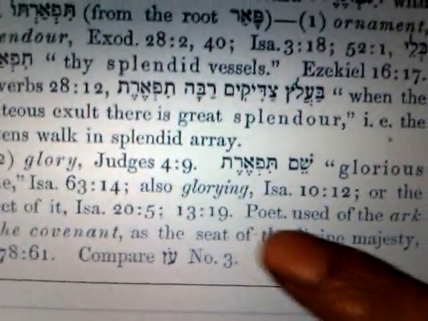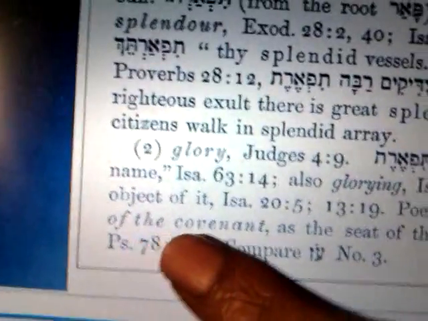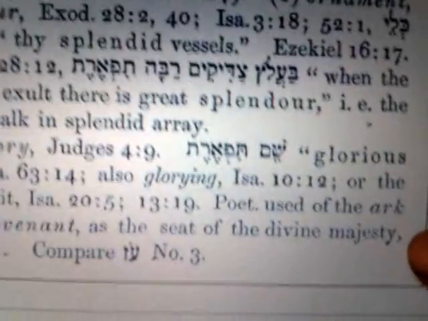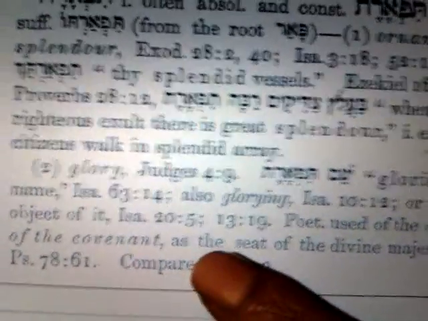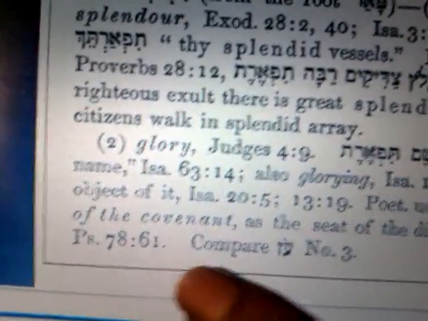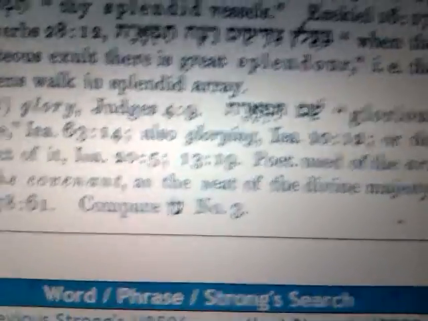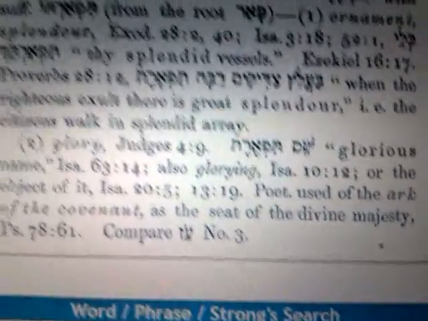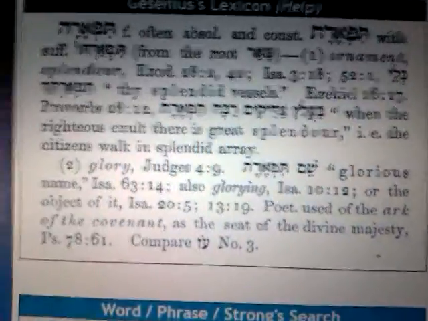Now, this is the interesting one here. Poetically, it's used of the ark of the covenant. This is also a key link between Rastafari and Ethiopia in prophecy, as the seat of divine majesty, Psalm 78:61. So it's also used in the poetic reference to the ark of the covenant.